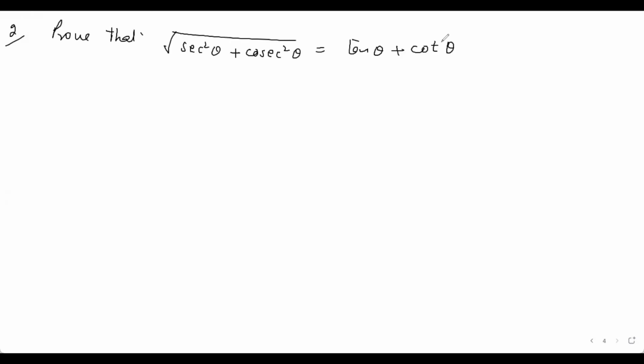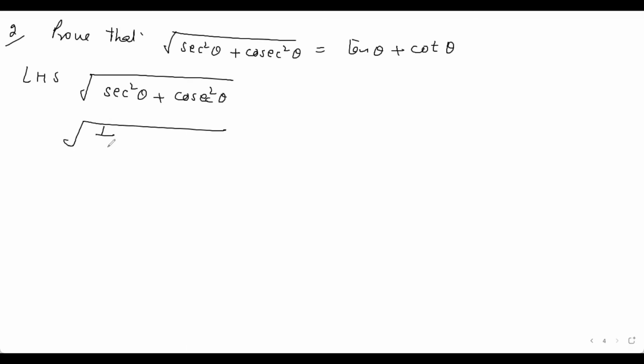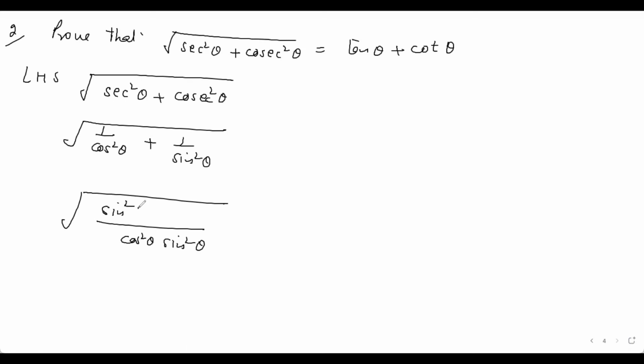Let's take the second sum. Prove that root of sec square theta plus cosec square theta is equal to tan theta plus cot theta. I'm going to start with the left hand side. This can be written as 1 over cos square theta plus 1 over sine square theta. Take the LCM, cos square theta sine square theta. I'll have sine square theta plus cos square theta in the numerator. So this is equal to 1 upon cos square theta sine square theta. The square root is 1 over cos theta sine theta.